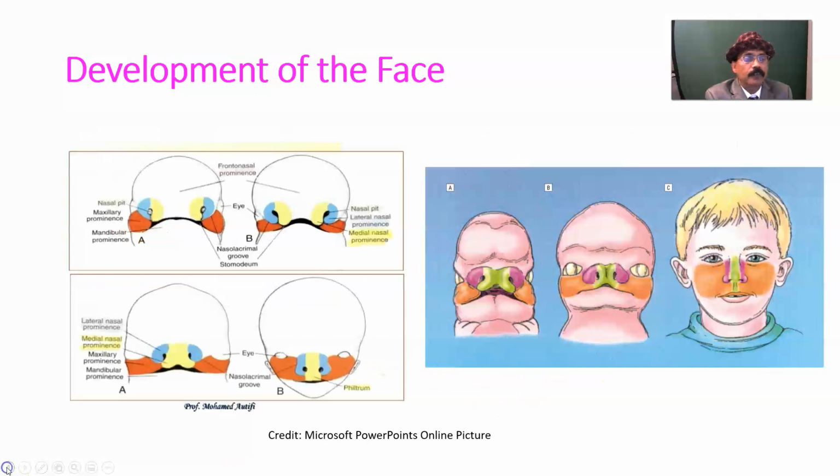Okay, so the nasolacrimal duct and sac should be here. Between the maxillary prominence and the lateral nasal prominence, there will be the nasolacrimal duct. The upper part of the nasolacrimal duct will form the lacrimal sac. The nasolacrimal duct opens into the inferior meatus of the nose. That groove will disappear and we will get the nasolacrimal duct and lacrimal sac covered by the skin.